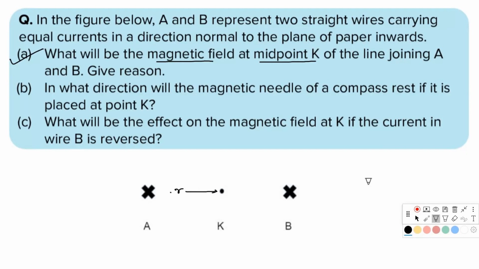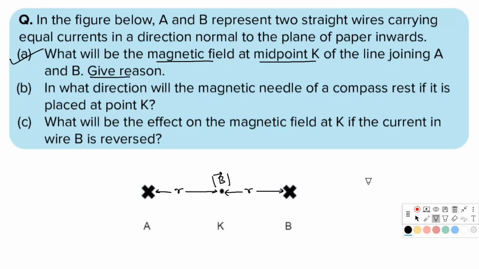I'm just showing R because field lines will be concentric circles for a straight current carrying conductor, but R is not the radius. R is the distance. So what is the magnetic field at midpoint K of the line joining points A and B? That is what we are supposed to say, and whatever we say, we have to give a reason.